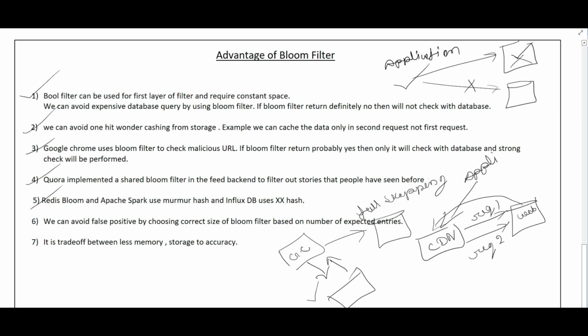Next, Redis Bloom and Apache Spark also use murmur hash, and InfluxDB uses the xxhash. This distributes elements uniformly into the Bloom filter while adding them. Next, we can avoid false positives by choosing the correct size of the Bloom filter based on the number of expected elements to be entered into the Bloom filter. So we have to choose this size accordingly, right? Based on this size, false positives can be reduced, and the number of elements expected in the Bloom filter should also be considered to avoid false positives. And it is a kind of trade-off between less memory and accuracy, right? So here less memory and storage is winning compared to accuracy.